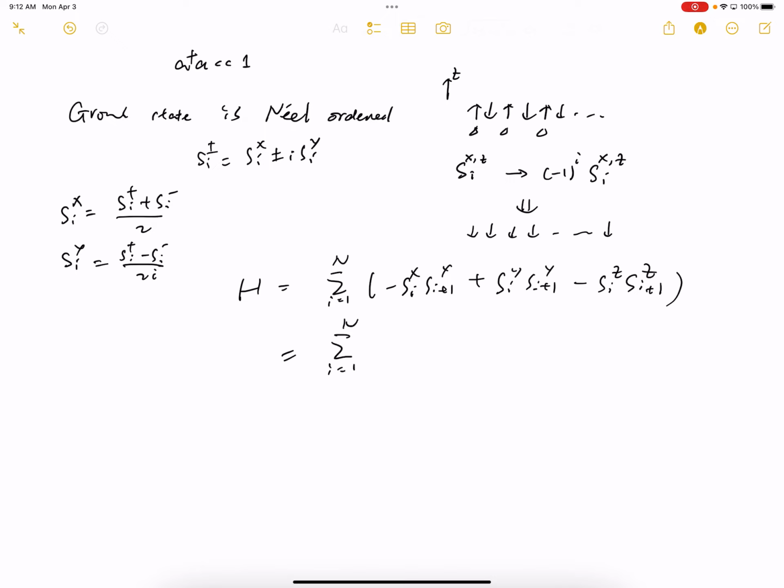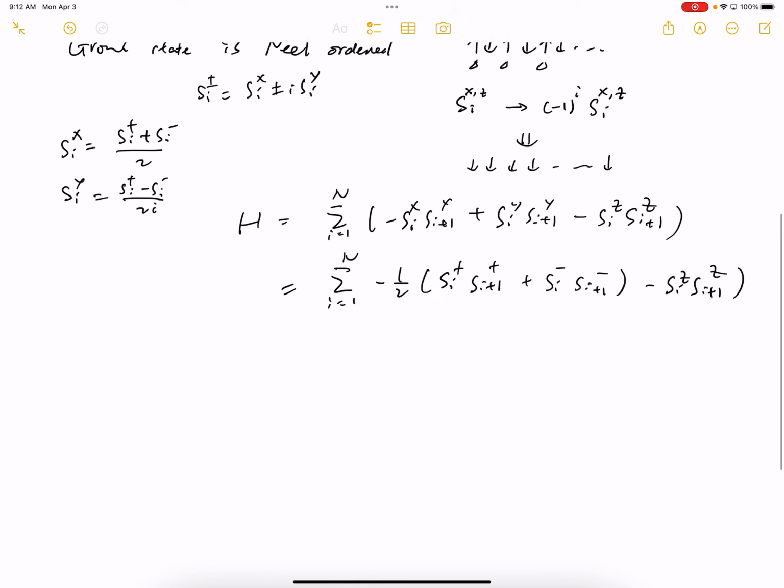If you do that, what you're going to get is minus 1/2 of S_i^+ S_{i+1}^+ plus S_i^- S_{i+1}^-, and then you still have the z term as before. So compared to the ferromagnetic case, this term actually looks like a plus-plus and a minus-minus, where you can replace it by A dagger A dagger. And here we actually get the pair raising and pair lowering operators, which gets mapped to the pair creation and pair annihilation.